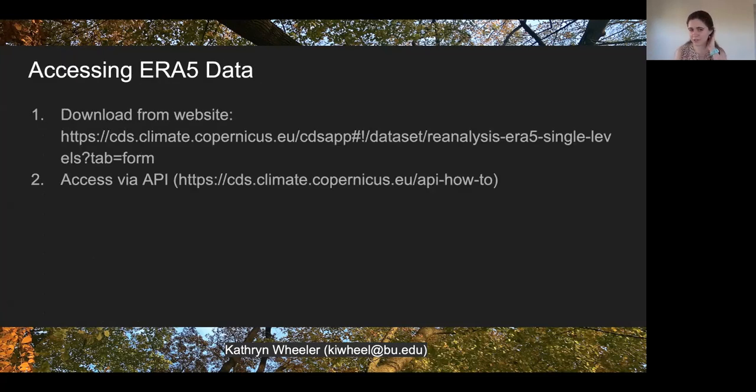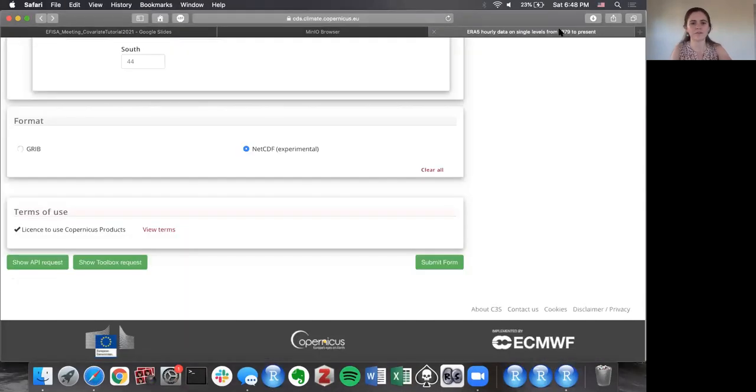Accessing ERA5 data, you can either download it directly from the website, or you can access it via API, which I'm going to show a little bit of, but we're not going to go into setting up your API because I think their instructions lay it out very well. You have to request a key and set it up on your computer, but it also differs a lot between operating systems, and I don't want to assume everyone is using a Mac. But you can download it directly from the website.